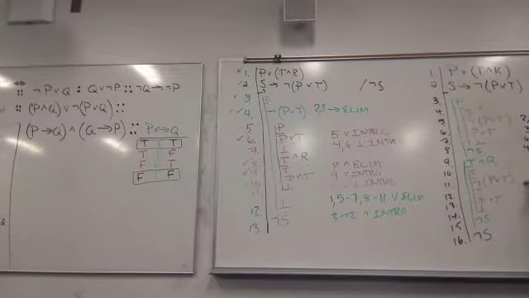Assumption, the first inference at line 11 is, again, notice the mirroring, 2 and 10, conditional elim. Then 12 comes from 9, conjunction elim. 13 comes from 12, disjunction intro. 14 comes from 11 and 13.